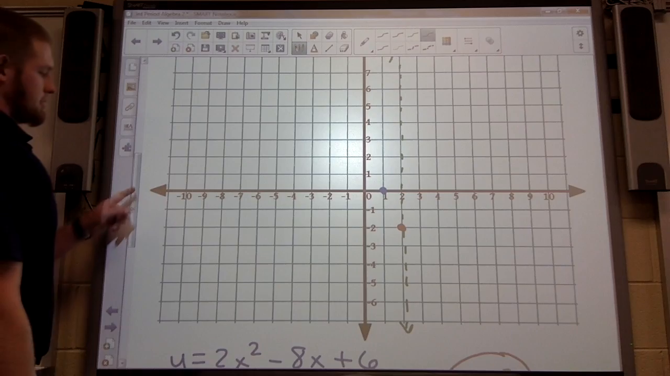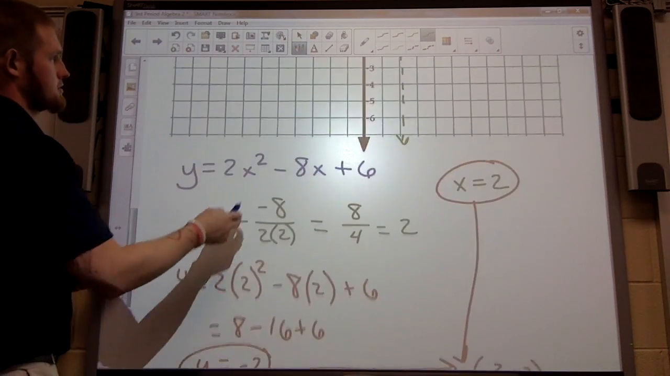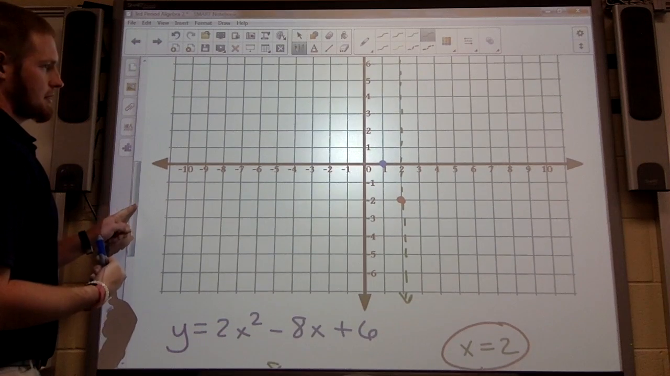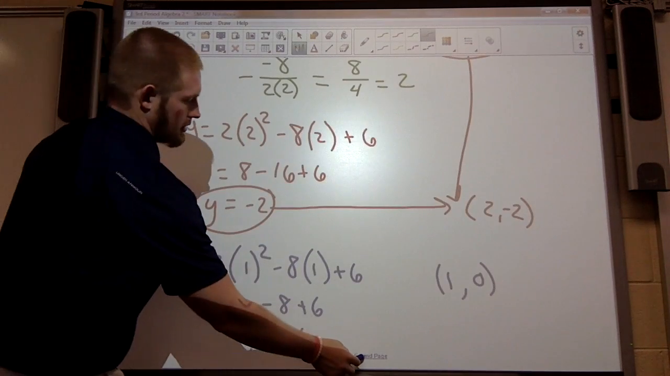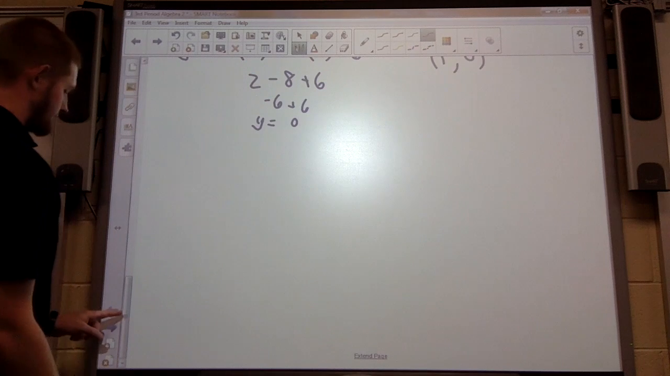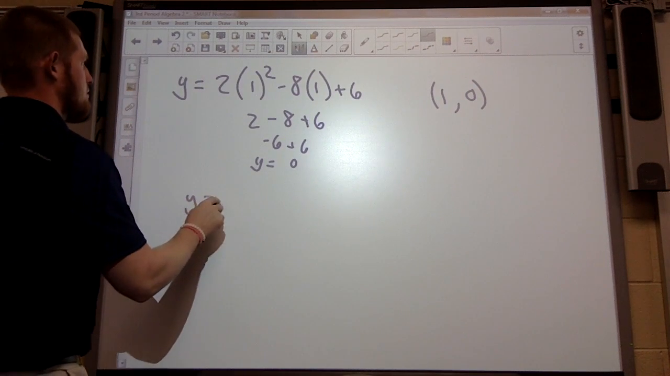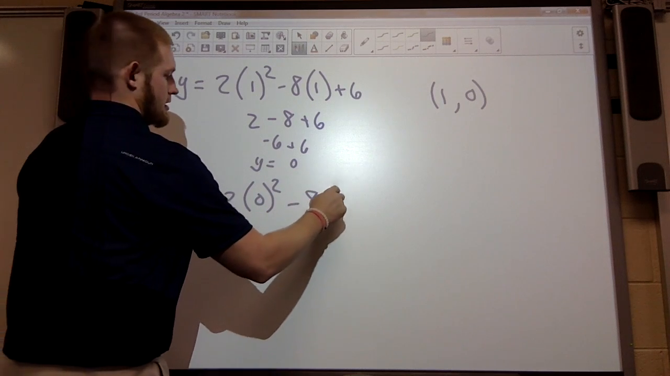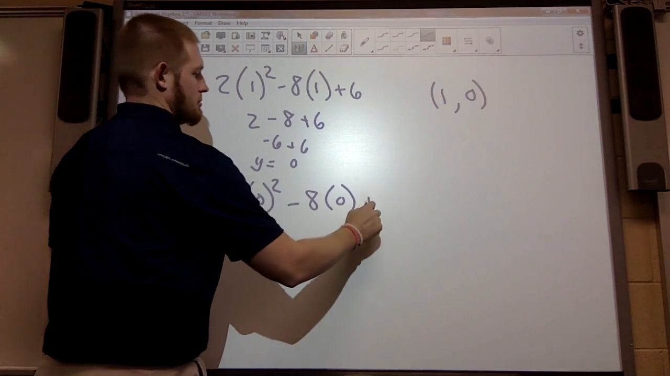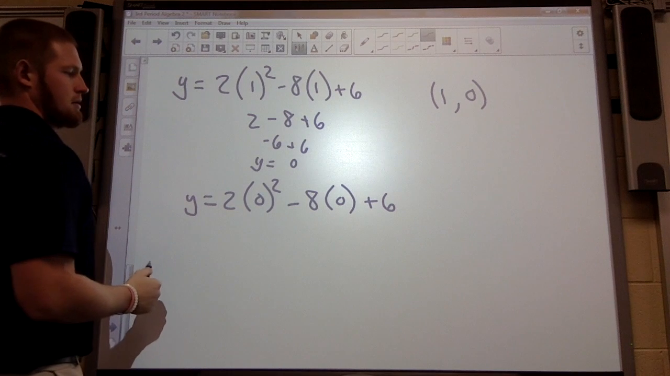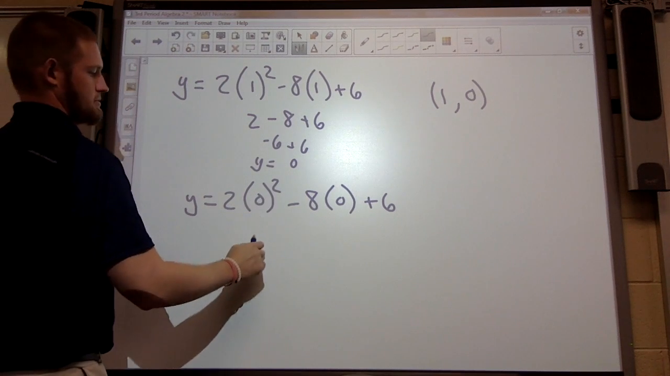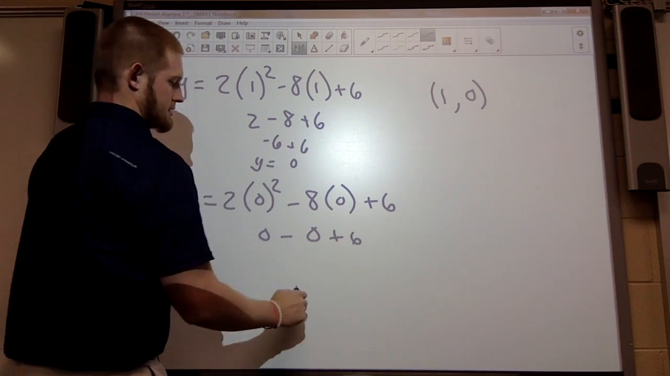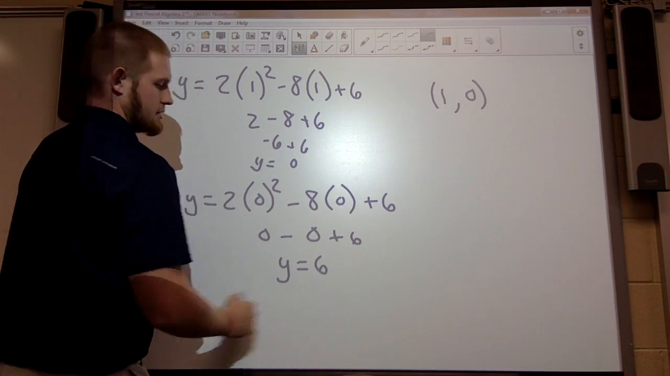Okay, I already told you that we need to choose 2 points. So I'm going to pick 0 because that's the easy one. Okay, so I'm going to go back in and plug in 0 now instead of 1. So I have y equals 2 times 0 squared minus 8 times 0 plus 6. 0 squared is 0, 2 times 0 is 0, minus 8 times 0, which is 0, plus 6. I know that y equals 6.